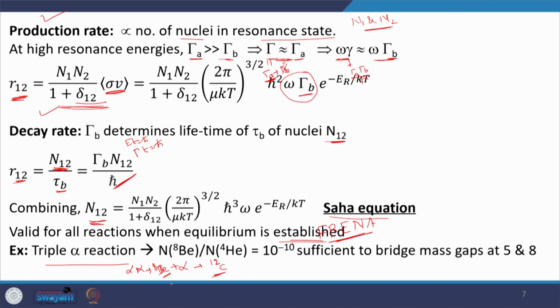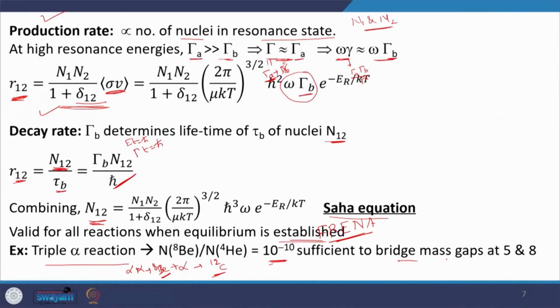For that, there has to be equilibrium between the production rate of beryllium 8 and the decay rate of beryllium 8. Remember, beryllium 8 is highly unstable, okay. So, the ratio of beryllium 8 nuclei to alpha nuclei is found to be 10 to the power of minus 10. It is very small. However, this is sufficient. The ratio of beryllium 8 and alpha particles is not above 1, it is much less, 10 to the power of minus 10. However, it is sufficient to bridge the mass gaps at 5 and 8.